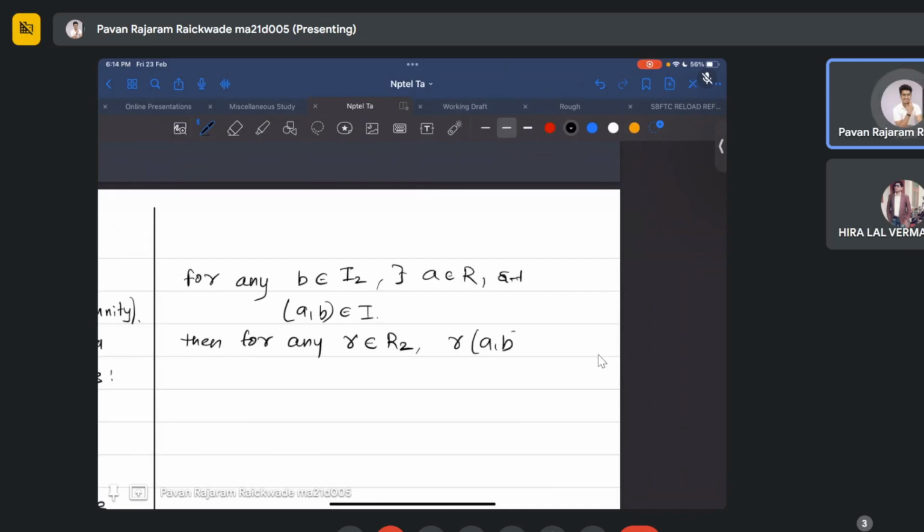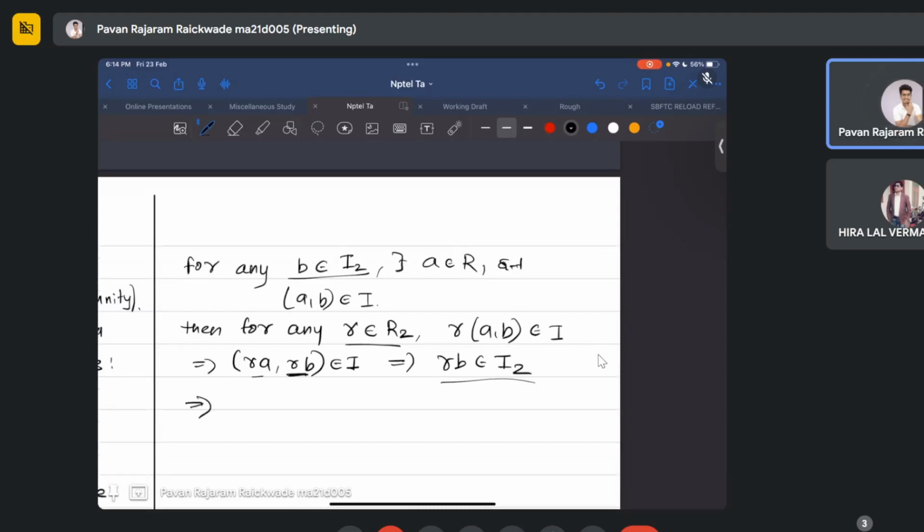R times (a, b) belongs to I, which implies (Ra, Rb) belongs to I. But now for this element you have an image, we have a pair, right? Ra, which is in R1. This implies Rb is an element in I2. So I took an element of I2, I took any element r from R2, the product is in I2.